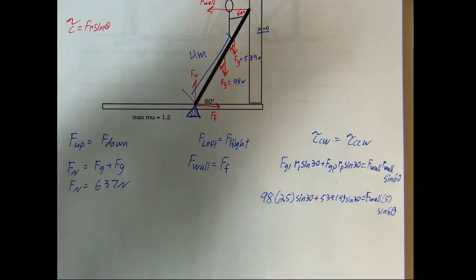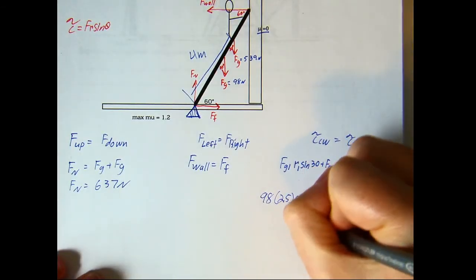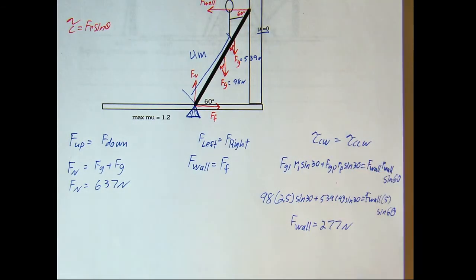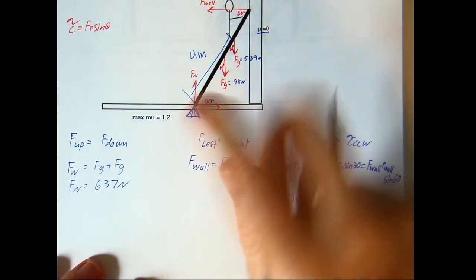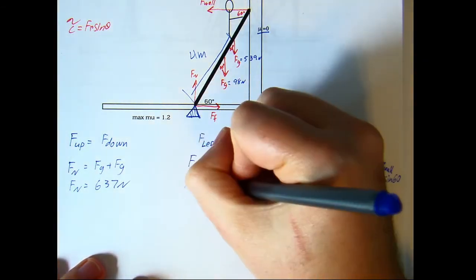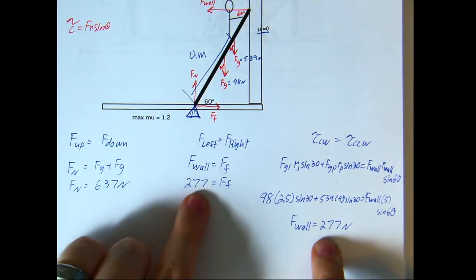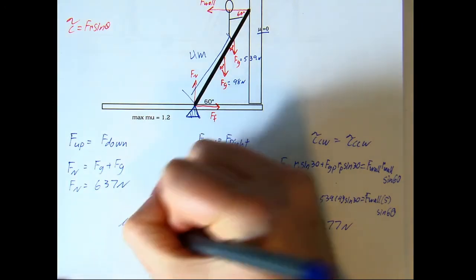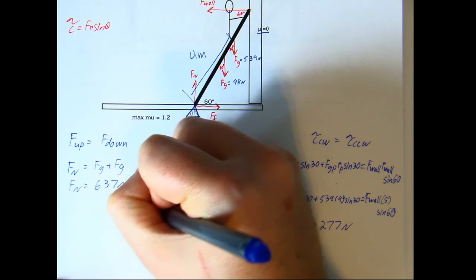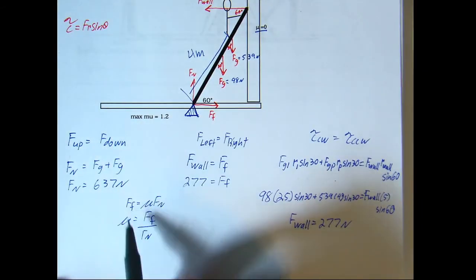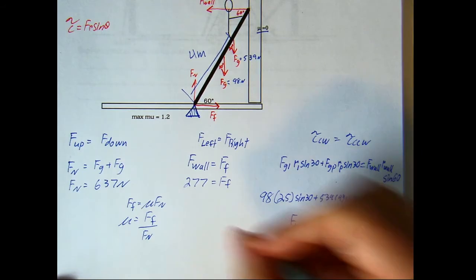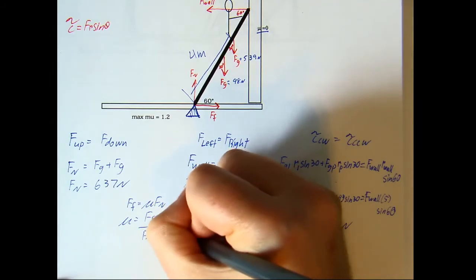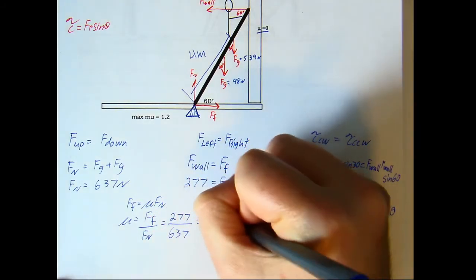So I'll let you solve for that value. You can punch it in your calculator yourself, verify that my value is correct. I found that F wall is 277 newtons, which tells us that the force of friction is also 277 newtons. So mu is force of friction divided by Fn, because force of friction is mu Fn. So I divided by Fn, Ff over Fn is mu. So my force of friction of 277 divided by Fn of 637, I get a coefficient of friction of 0.43.